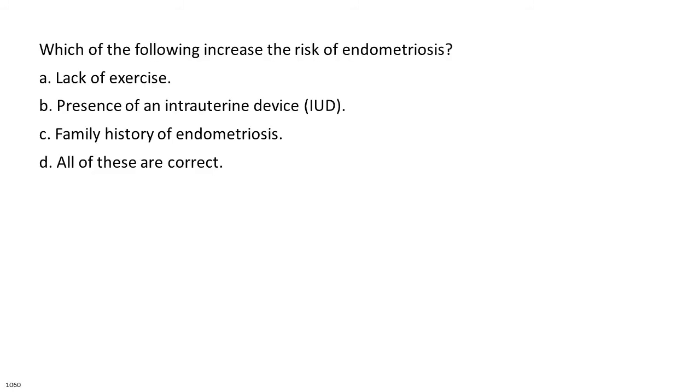Which of the following increase the risk of endometriosis? A. Lack of exercise. B. Presence of an intrauterine device, IUD. C. Family history of endometriosis. D. All of these are correct.